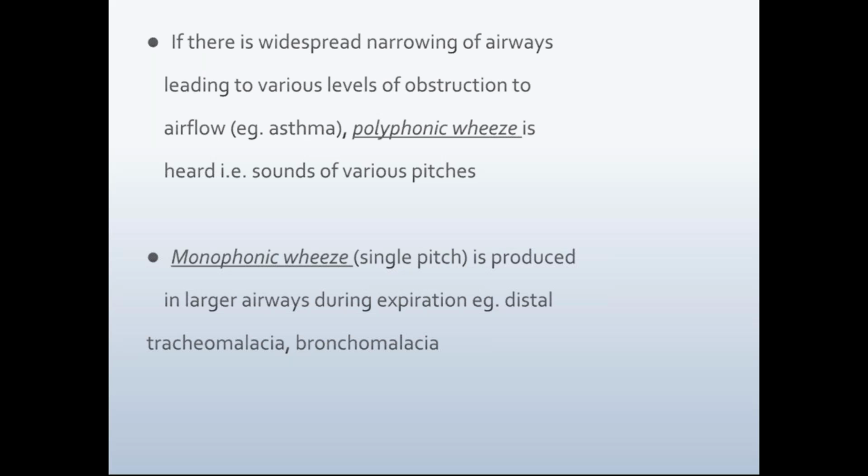So there are two types. One is polyphonic wheeze, another one is monophonic wheeze. For polyphonic wheeze, the classic example is bronchial asthma. For monophonic wheeze, the example is bronchomalacia or distal tracheomalacia. So till now we have discussed the definition of wheeze and also the types of wheezes with different pitches, with typical examples of each type.